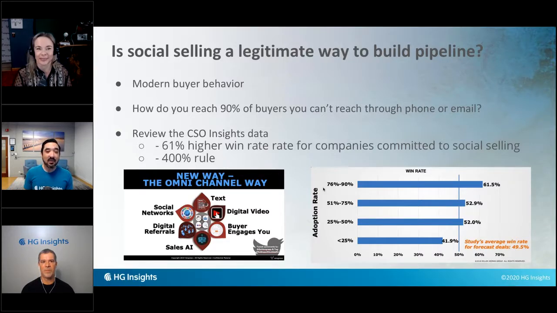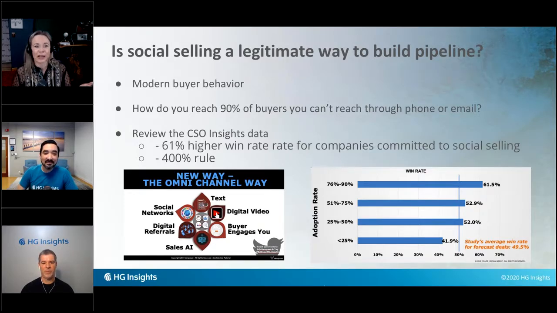And the question as to whether or not this is a legitimate way to build pipeline, I think the results speak for themselves. I would definitely encourage anybody to consider it. If you want 61% higher win rates, I don't know any sales team that's going to say, I think I'll stick with the old way of doing this. That's an awesome justification to say, let's try something new, and let's really commit to this. And I think that's awesome.